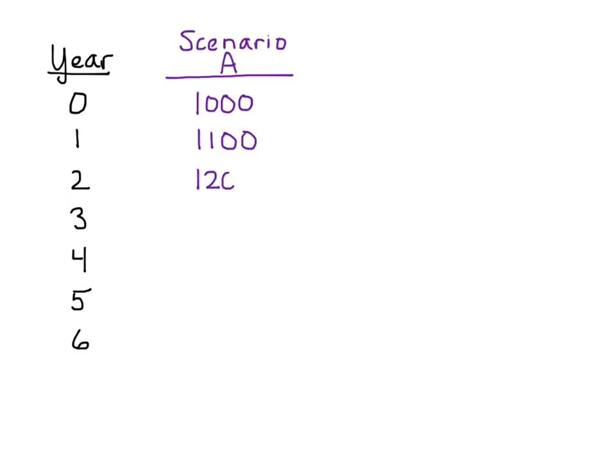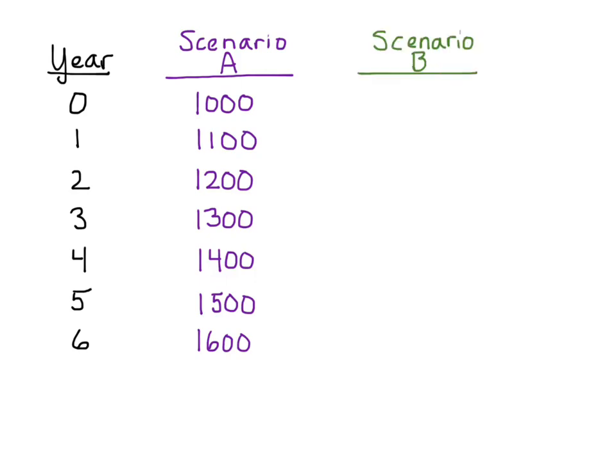All right, so let's look at what this means from a number standpoint. Scenario A was it grows by 100 every year. At the end of 6 years, you have n times 100. 6 times 100 is 600, plus the initial 1,000, and we get 1,600.